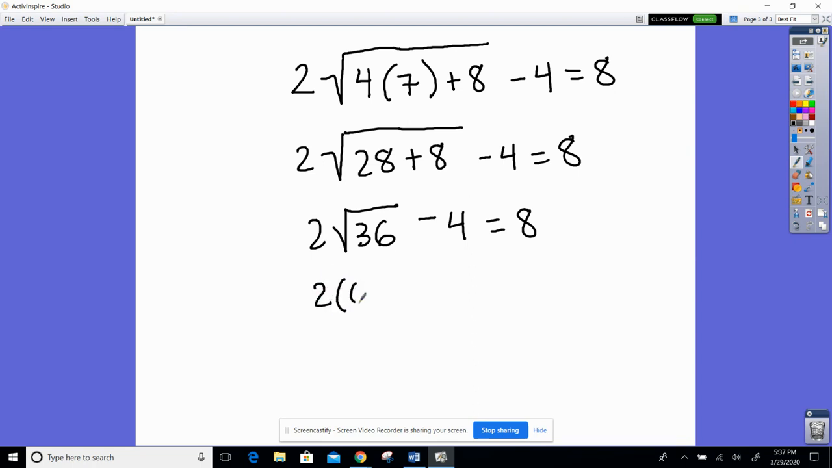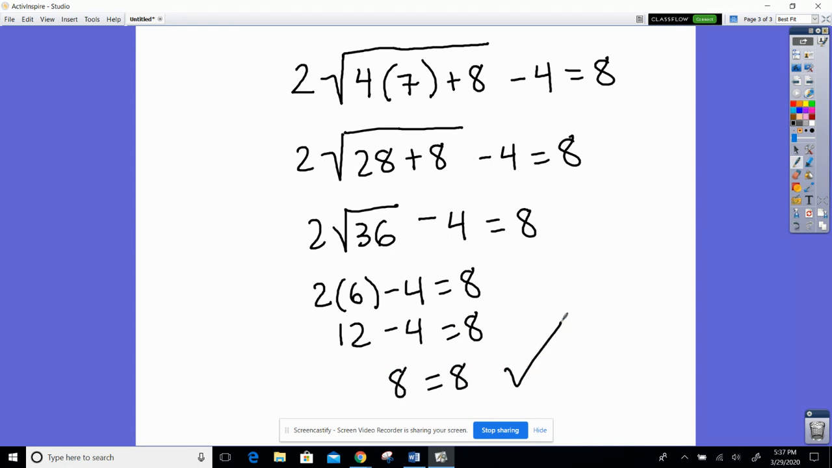So we have 2 times 6 minus 4 equal to 8. 2 times 6, that's 12. 12 minus 4 is 8. 8 equals 8. So it checks out. It is a solution. Okay, so x equals 7. Done. All right, we're just going to do one more example.